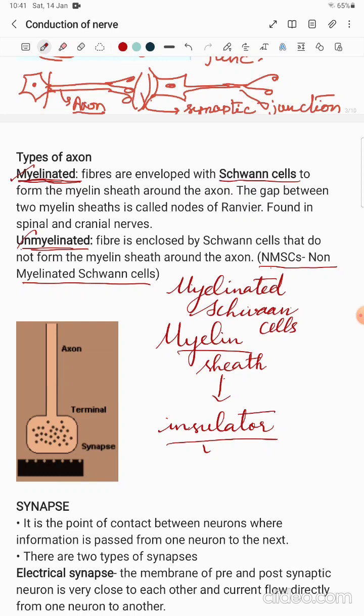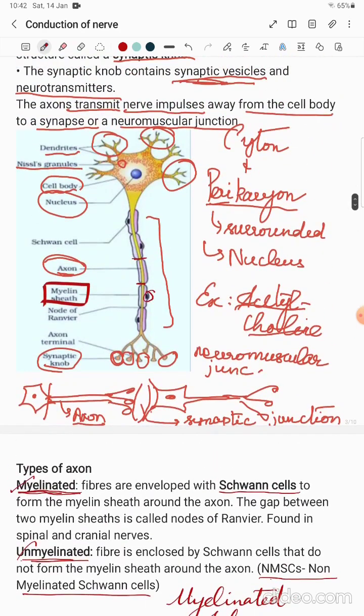Understood? So now, myelinated axon means the fibers are enveloped with Schwann cells. So see here, these are the Schwann cells. These small black dot-like structures are called Schwann cells here. So these Schwann cells envelop the fibers to form the myelin sheath around the axon.